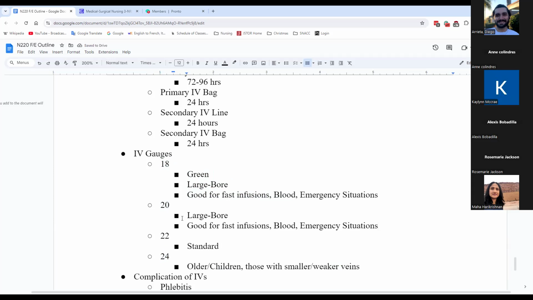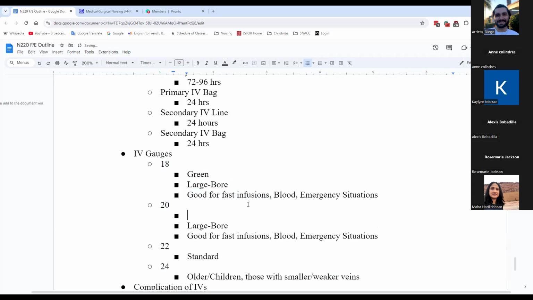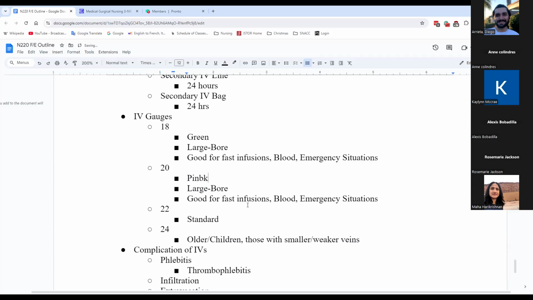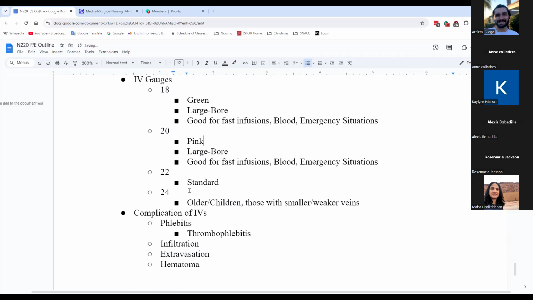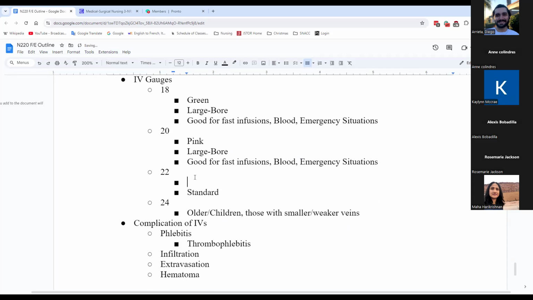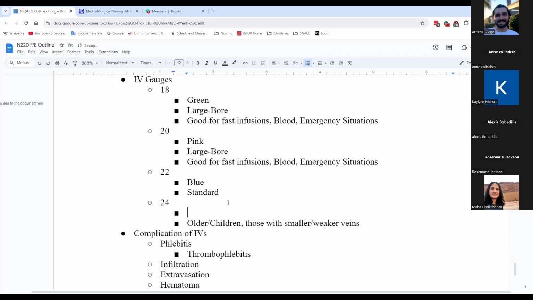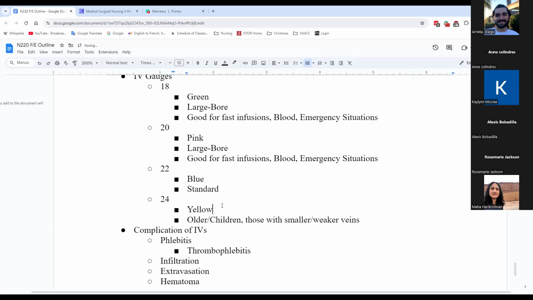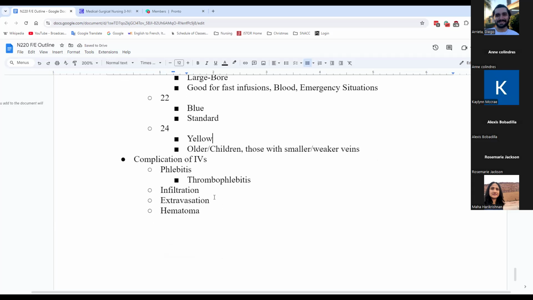Okay. What about 20 gauge? What color is that? That one's pink. And blue is 22. I was going to say 22, but I just said blue instead. Okay. Well, yeah, blue 22, and then 24 is what? Yellow. Cool.